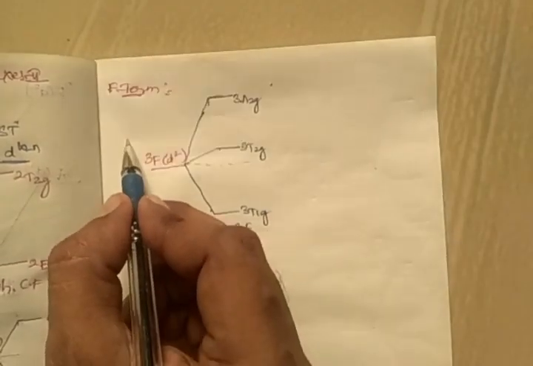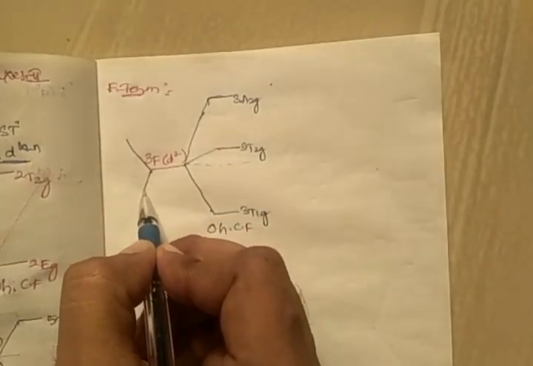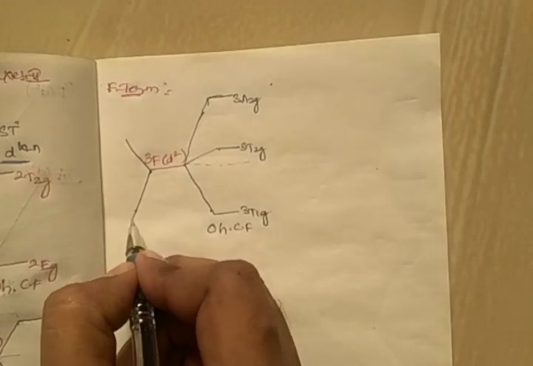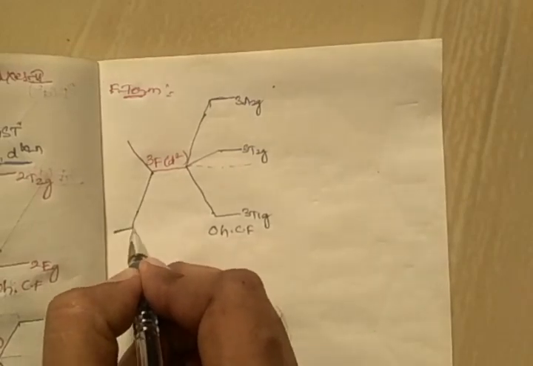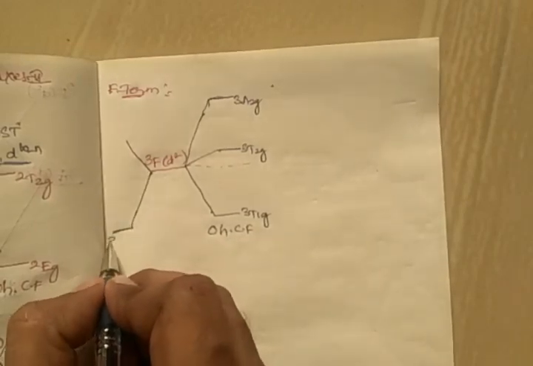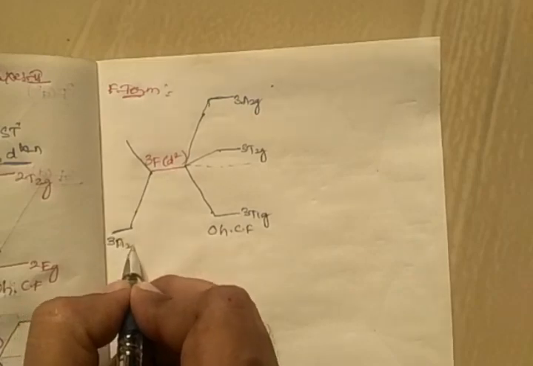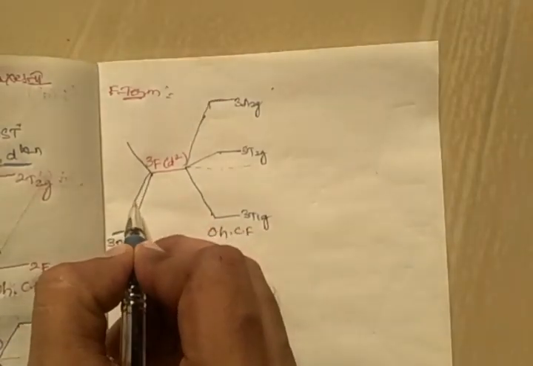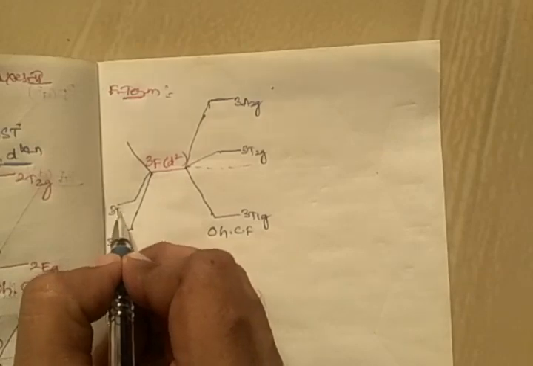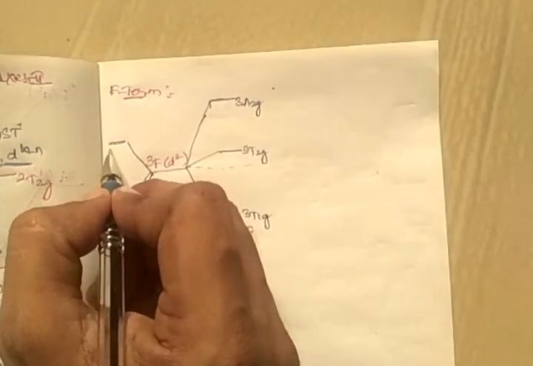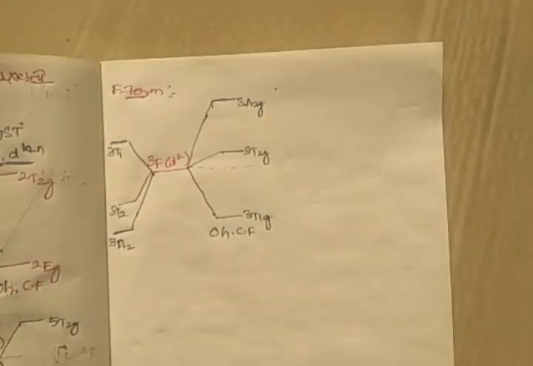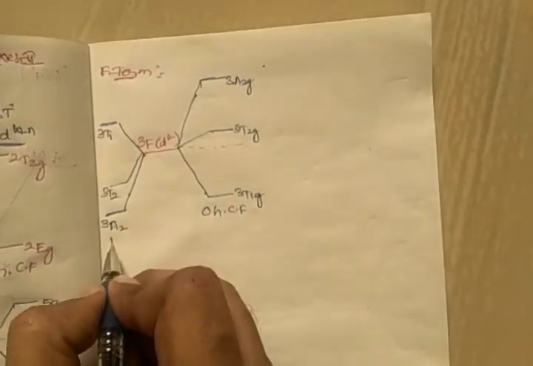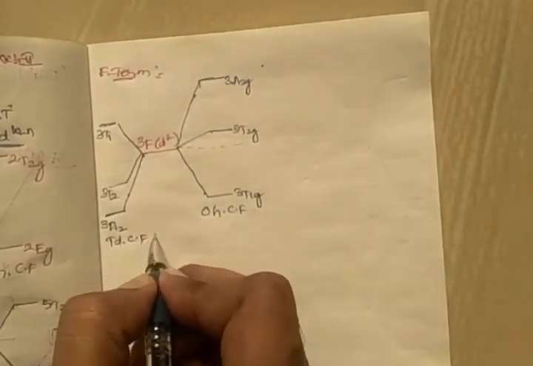In the tetrahedral crystal field it will become reversed, where the lowest energy will be 3A2, the next higher energy will be 3T2, and the highest energy level will be 3T1. Right, this is in the tetrahedral crystal field.